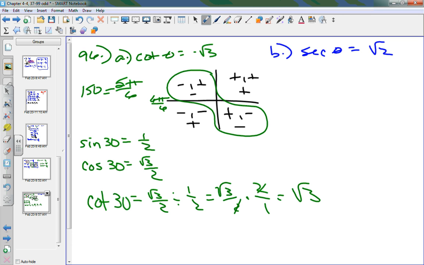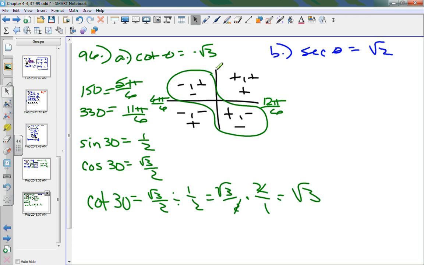Now I need this one. This one's going to turn into 12 pi over 6. So what's that going to be? 11 pi over 6. So that's going to be 360 minus 30, which is 330. Do we see that? Yes or no? It's simply knowing your unit circle.